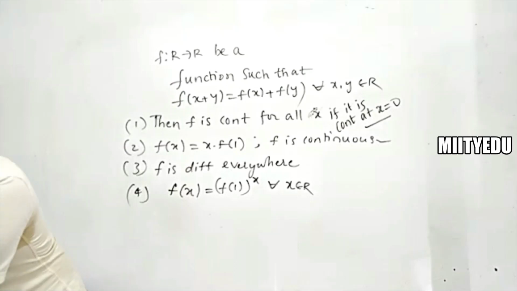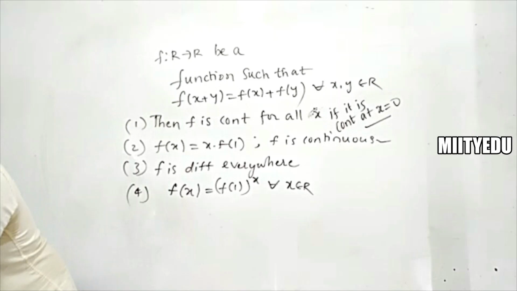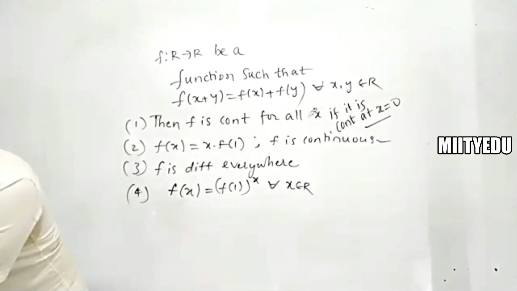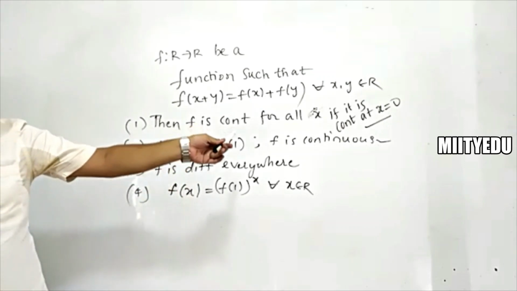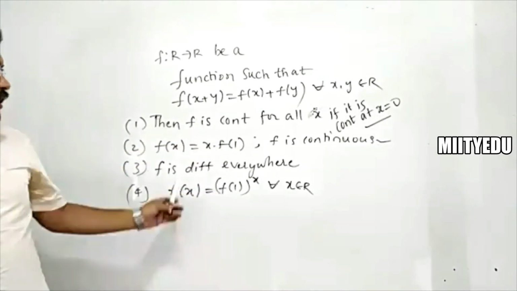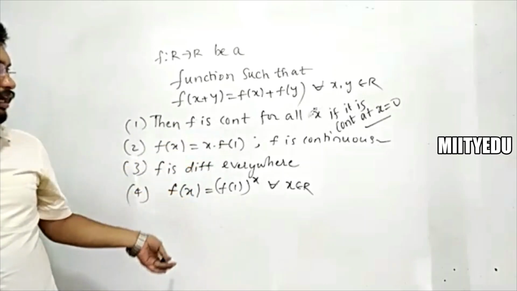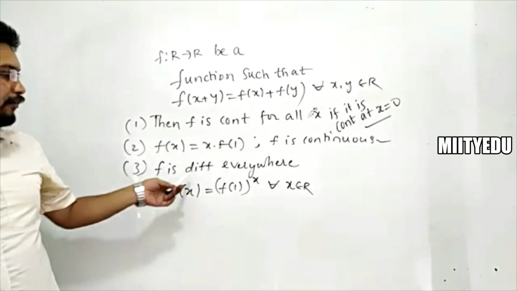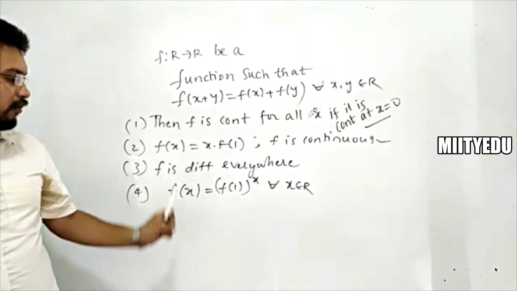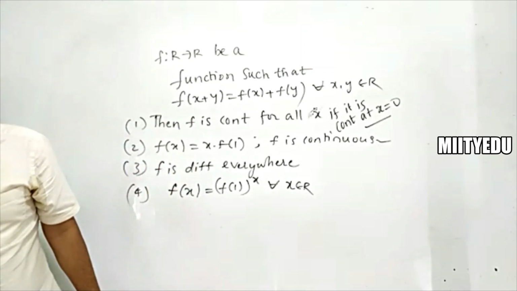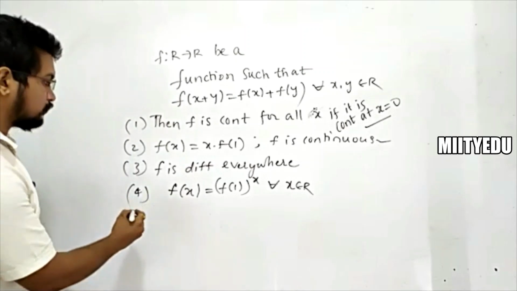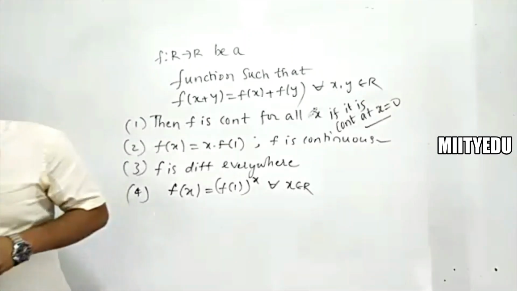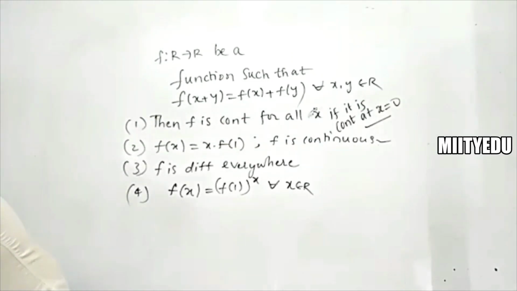F is a mapping from R to R, a continuous function such that f of x plus y is equal to f of x plus f of y for all x comma y. Option A: f is continuous for all x if it is continuous at x is equal to 0. Option B: f of x is equal to x into f of 1, f is continuous. Option C: f is differentiable everywhere. Option D: f of x is equal to f of 1 whole power x for all x belongs to R. Please think about that. Excellent question again.